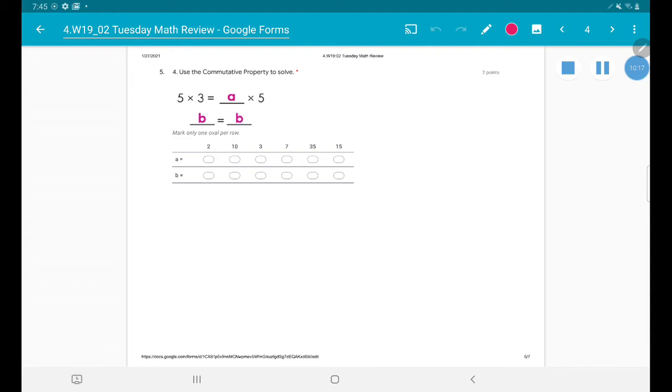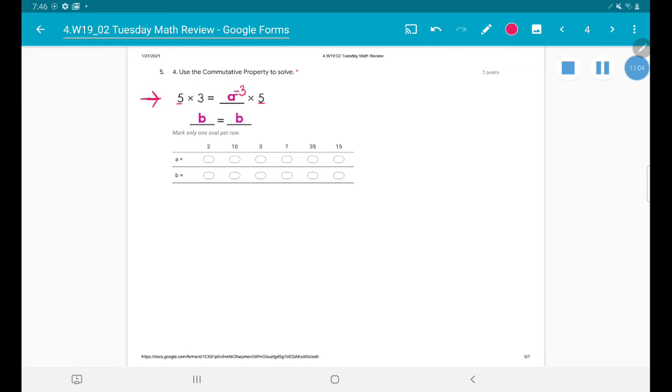For the next problem, we're using the commutative property to solve. Remember, the commutative property tells me that I can move around the factors or the numbers that I'm multiplying. It doesn't matter what order I multiply, I'm still going to get the same thing. So I need to show in this first line, that's all I'm worried about right now, that 5 times 3 is equal to or the same as what number times 5? So if I'm trying to make them have the same value on both sides, I have 5 here, I have 5 here, so what's missing is 3. A is equal to 3.